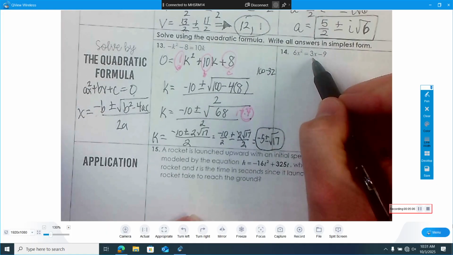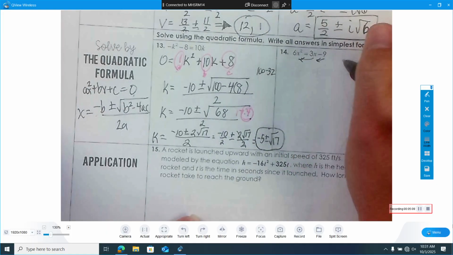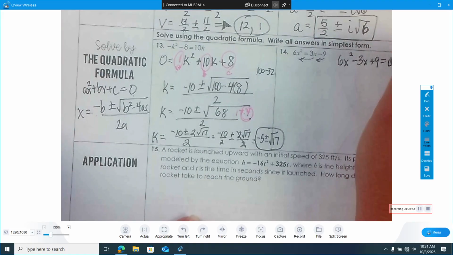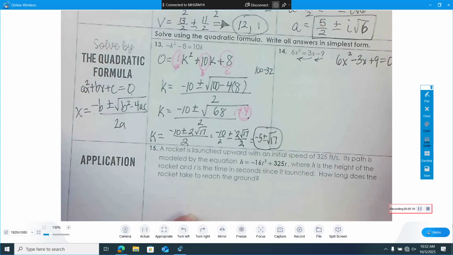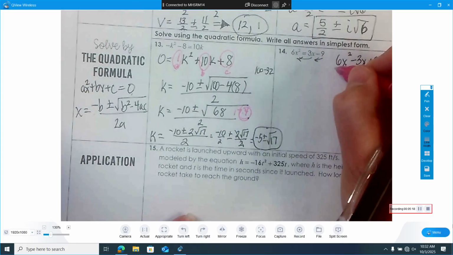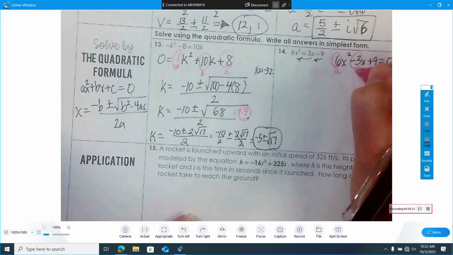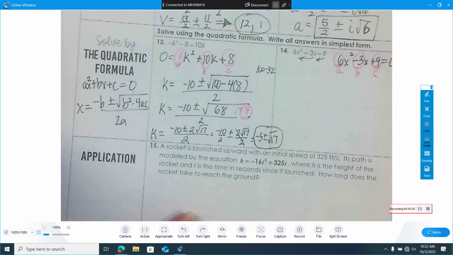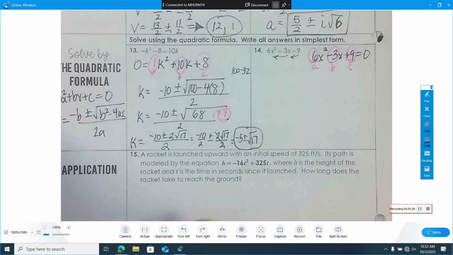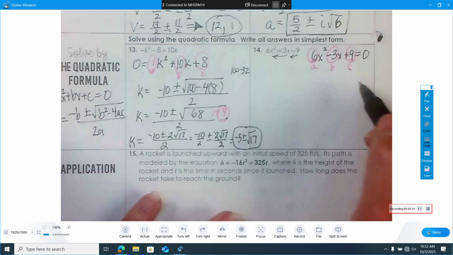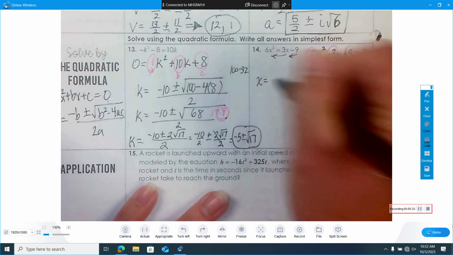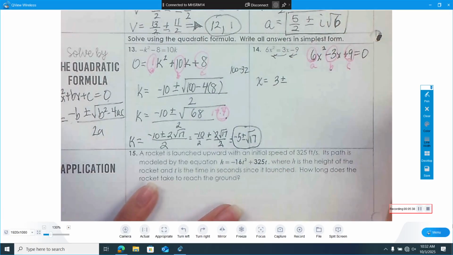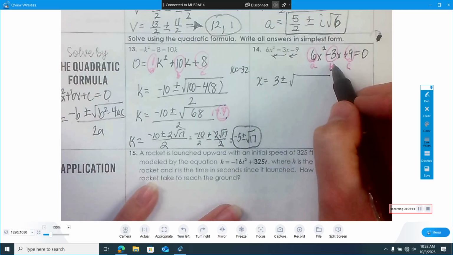All right, number 14 again, I'm going to move a couple of terms over. So I have 6x squared minus 3x plus 9 is equal to 0. And that's going to give me an a of 6, a b of negative 3, and a c of 9. So again, a, b, and c are just the coefficients, not the variable. On this one, we are solving for x. So x equals, what's the opposite of b? Positive 3. Plus or minus the square root of b squared.